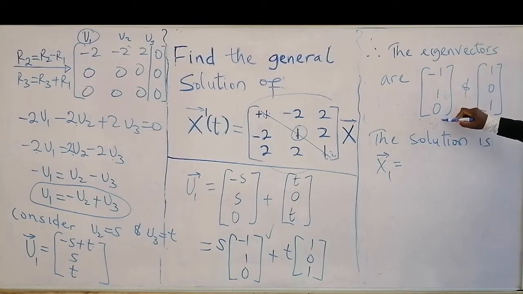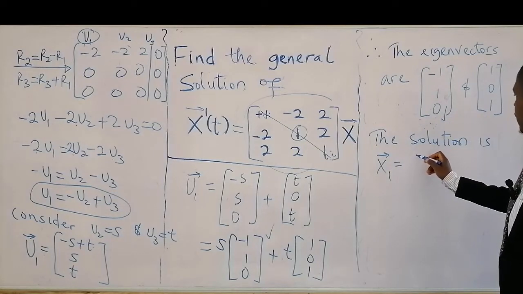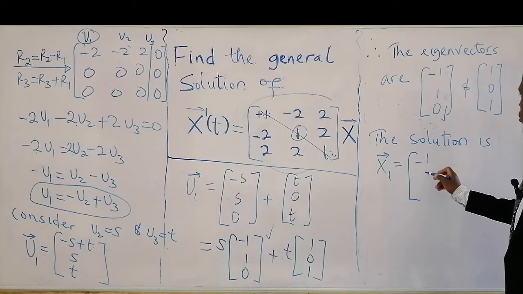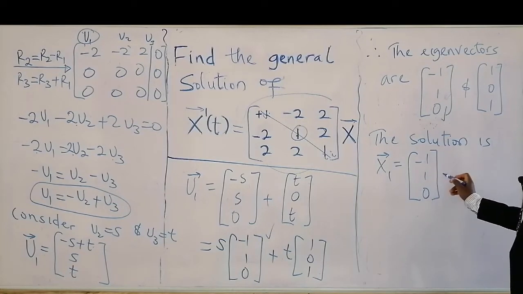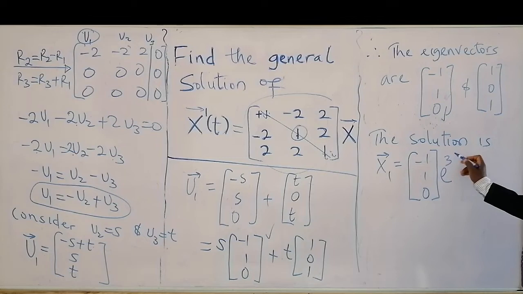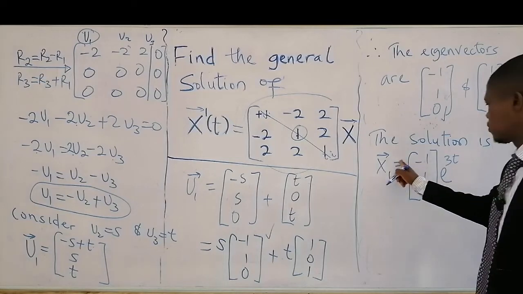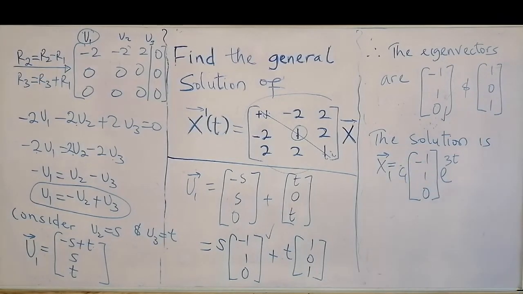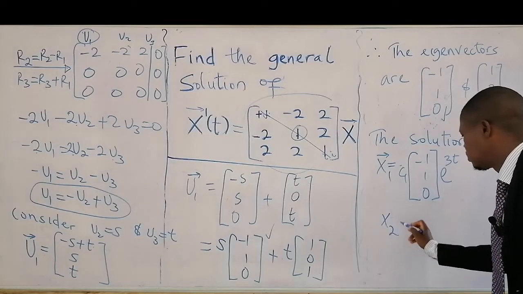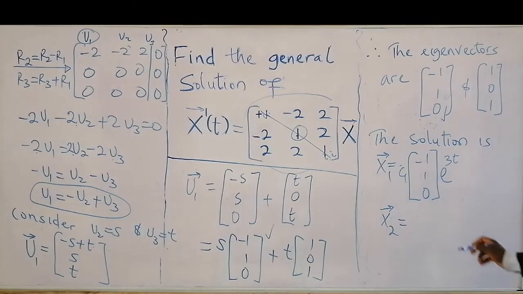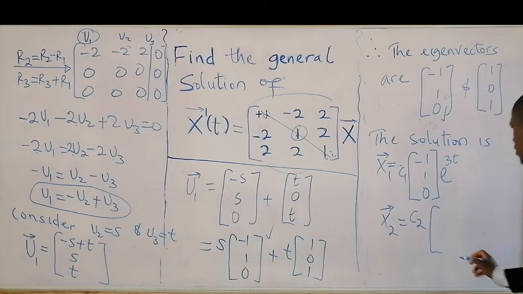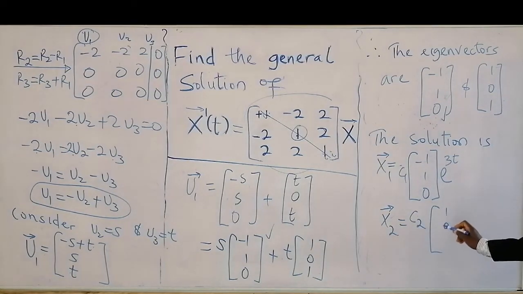For this, the solution for this eigenvector will be equal to this value, minus 1, 1, 0, then times exponential. This, and we can put C1 here, then that's C1, and then the second one is C2. The second solution will be C2 into brackets. The last one, 1, 0, 1, and then times exponential 3t. So these are the two solutions for that particular eigenvalue. Okay.